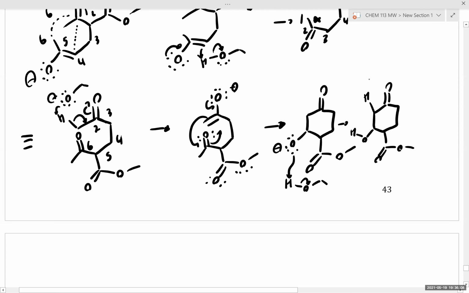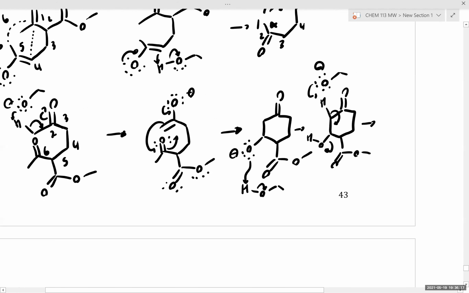And then from here, deprotonation followed by elimination of hydroxide yields our desired enone product. There should be a methyl group here. There we go.